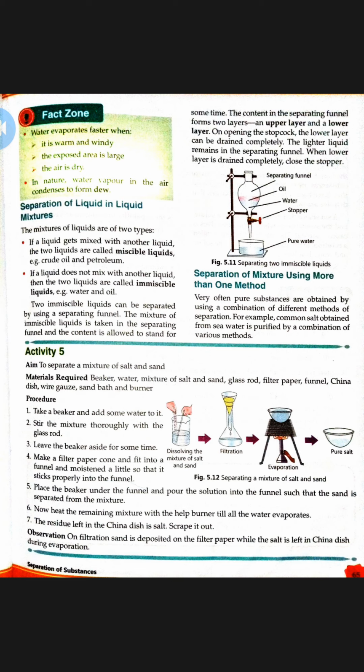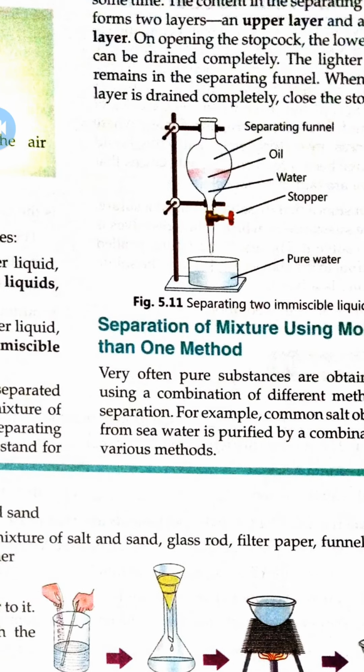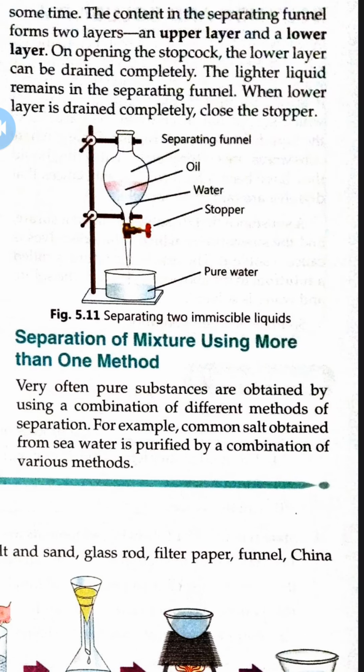The upper layer will be of oil and the lower layer will be water. The lighter liquid remains on top. On opening the stopcock, just see here, the stopcock, that is the stopper, water will come down through it and oil will be left behind. As all the water comes down, we close the stopper and both are separated. Pure water is obtained below and oil will remain in the separating funnel. Clear?